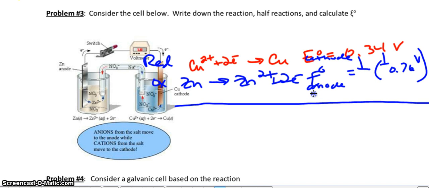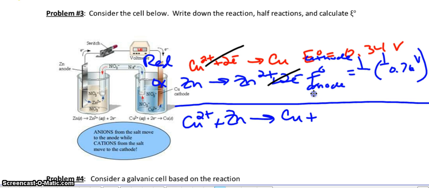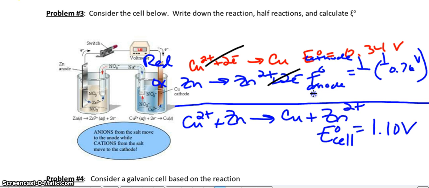So here is my Cu2+. Now what happens to these electrons? They cancel out, so I don't need to write that. So plus Zn goes to Cu plus Zn2+. And what does the voltage equal? Well, E naught for the cell, because again, these are at standard conditions, is 1.10 volts. Okay? And there you have it. Hopefully you did something like that too.